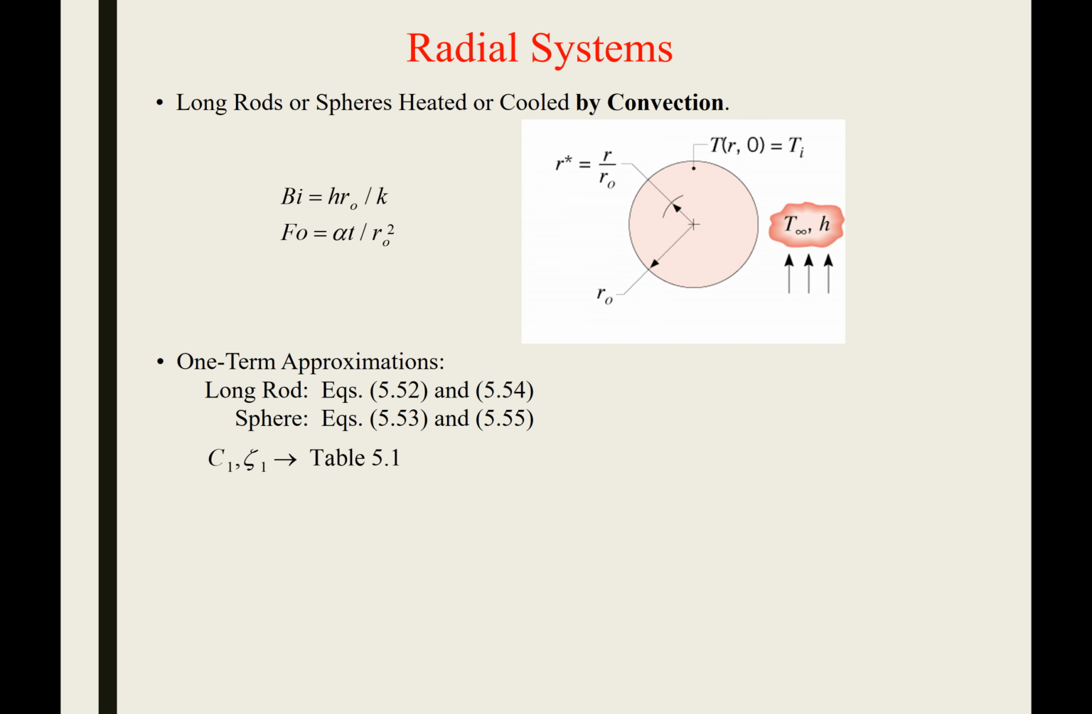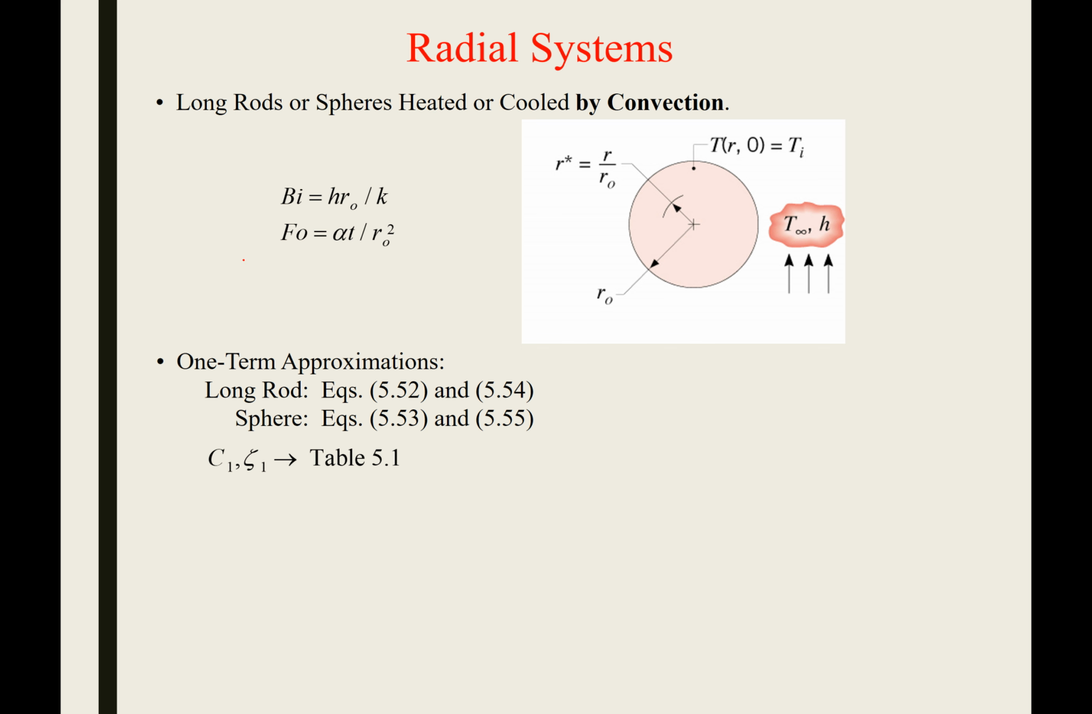Okay, so now moving on to radial systems. This is a very similar idea. You still have the Biot number, although it is going to be defined differently. It's going to be the volume divided by the surface area of your solid, but certainly the same kind of things would apply to a radial system. The solutions are just going to look different. So when we have long rods or spheres heated or cooled by convection, our Biot number is now going to be h times r over k, and that can vary depending on how you're defining your critical dimension.